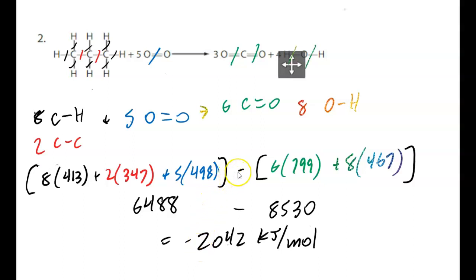Another option, instead of having this negative in brackets and distributing the negative, is you could just, for the products, publish the bond enthalpies as negative. I could have said negative 799 here, negative 467 here, ignored the negative out front, and that works as well. When you show your work for these problems, be sure that you're at least showing this bit here, the sum of the bonds broken and the sum of the bonds formed.